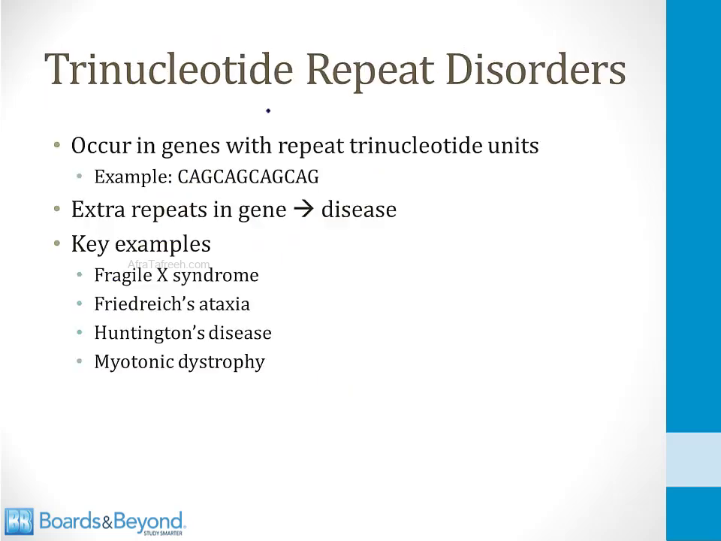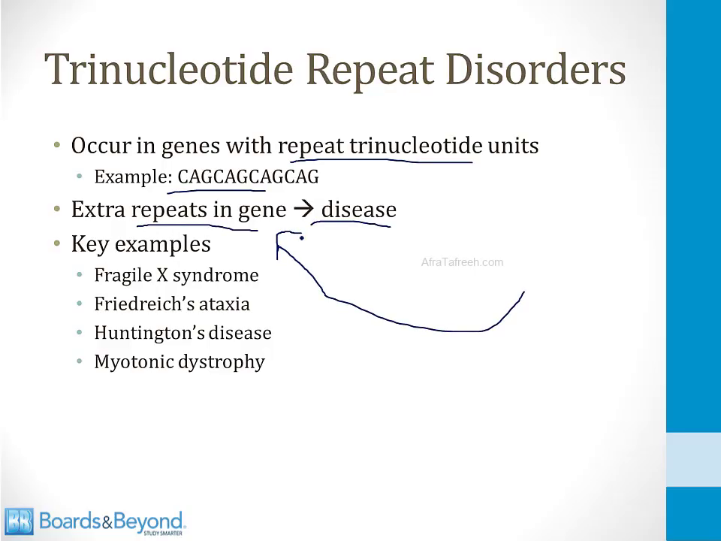In a separate video, I discussed trinucleotide repeat disorders. These are diseases that result from genes with repeated trinucleotide units like CAG. The disease gene has extra repeats of the trinucleotide unit, and this is what causes disease. And one of the mechanisms by which these extra repeats are believed to develop is from DNA slippage. And there are a number of examples of trinucleotide repeat disorders shown on the screen here, and I discussed these all in a separate video.